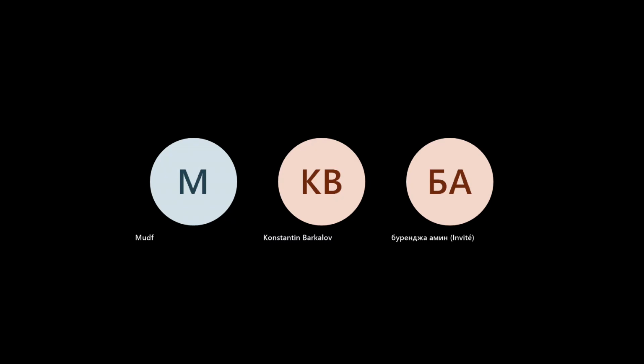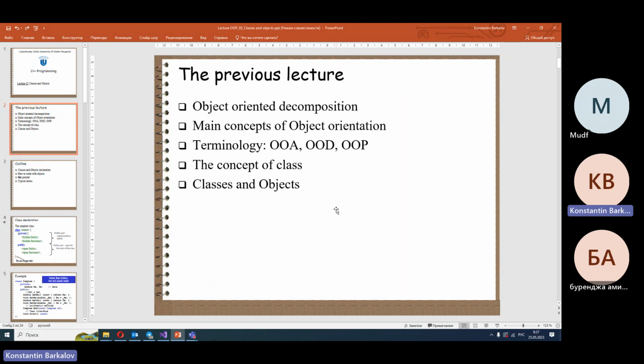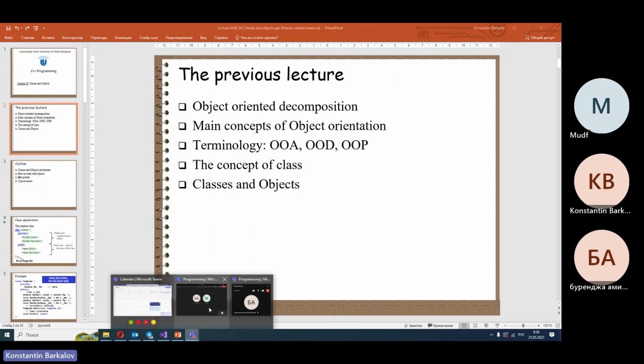Well, in the previous lesson we discussed classes, the main concept of object-oriented programming. We discussed terminology, what is object-oriented design and object-oriented programming. We considered some examples, what is a class, the concept of class, and we considered a particular example of classes in C++.